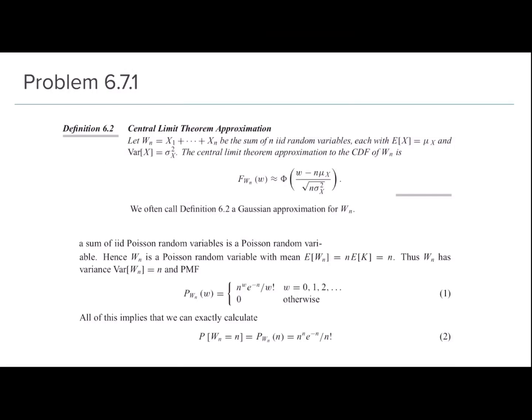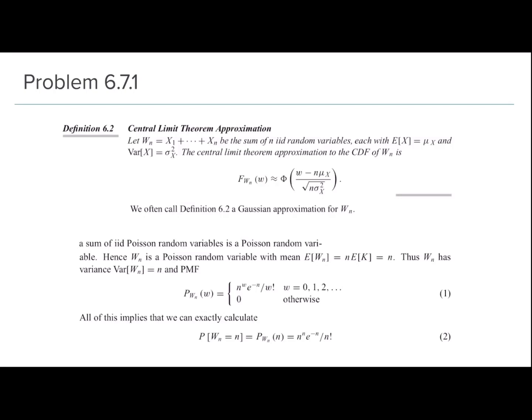So let's first revisit the central limit theorem approximation. It says that let Wn equal X1 plus X2 up to Xn be the sum of n IID random variables, each with expectation E[X] equal to mu_X and variance Var[X] equal to sigma_X squared. The central limit theorem approximation to the CDF of Wn is F_Wn(w), which is nearly equal to Phi of (w minus n mu_X) divided by root over n times sigma_X squared. And this definition is often called the Gaussian approximation of Wn.